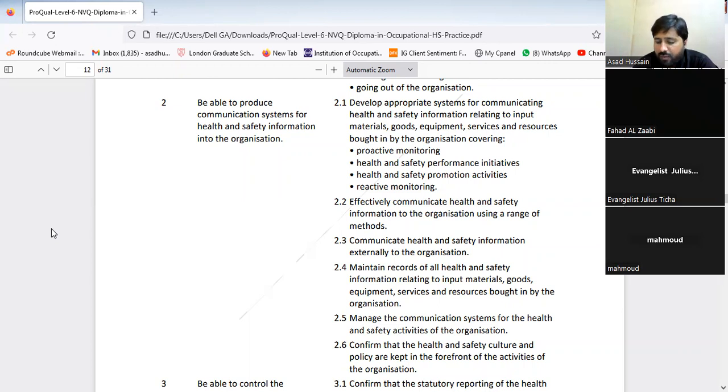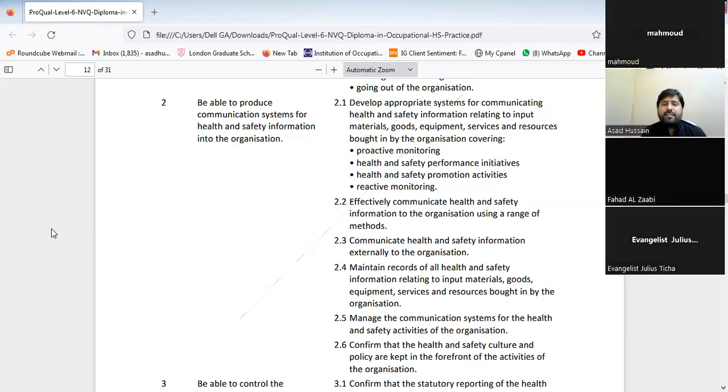So what type of evidence do you have? You have to put it here. Okay, it is just simple, but you have to focus here on what type of evidence in your organization you are using for external purposes. Next, in 2.4, yes, Mahmoud.